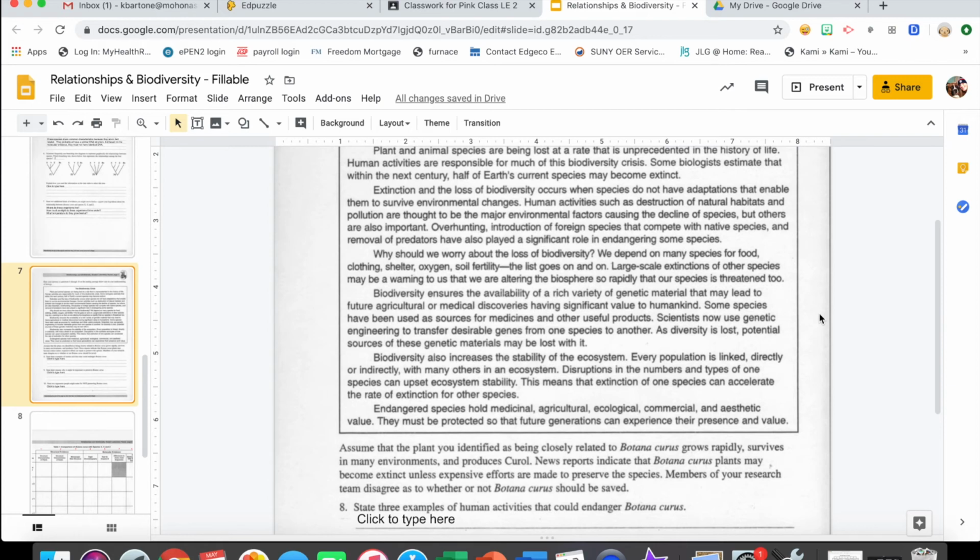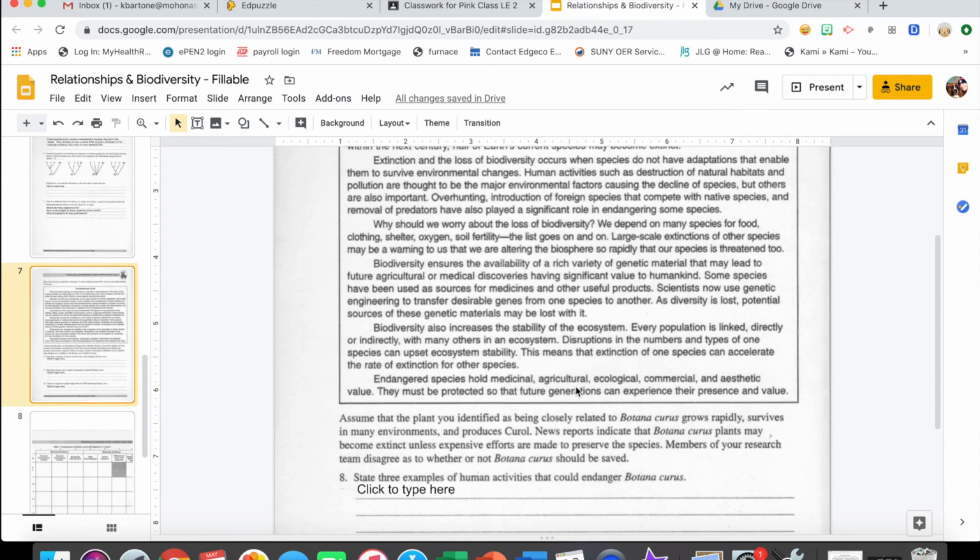Biodiversity can also increase the stability of the ecosystem. Every population is linked directly or indirectly with many others in an ecosystem. Disruptions in the number and types of one species can upset the ecosystem stability. This means that extinction of one species can accelerate the rate of extinction for another species. Okay? Endangered species hold medicinal, agricultural, ecological, commercial, and aesthetic value. They must be protected so that future generations can experience their presence and value.